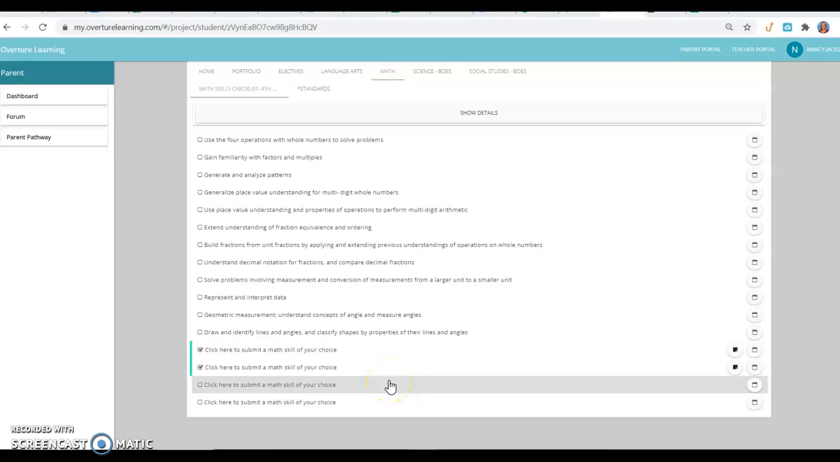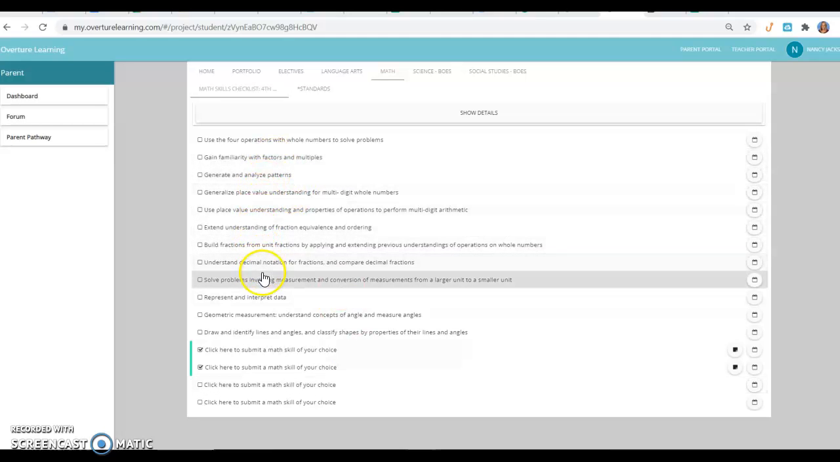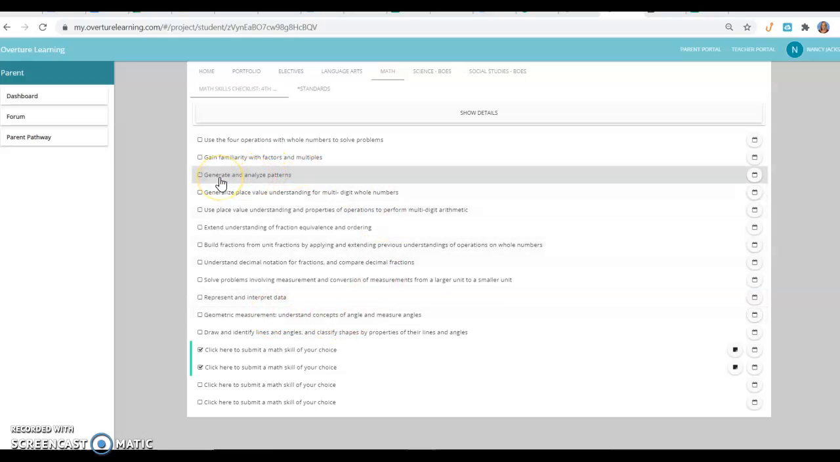I wanted to show you how easy it can be to find things to go with your Overture submissions and also help with instruction in your homes using some great resources. I pulled up a student who is working on math checklist in fourth grade, and they're wanting to submit on generate and analyze patterns.